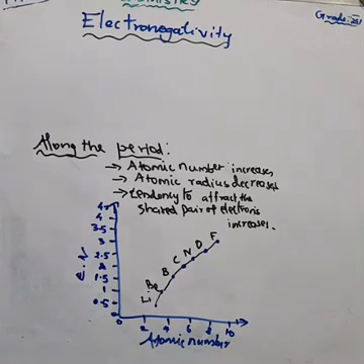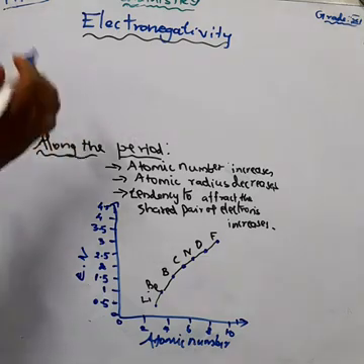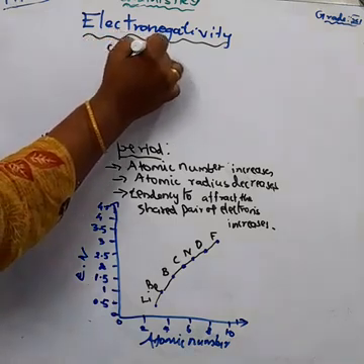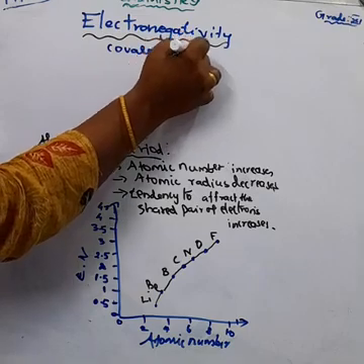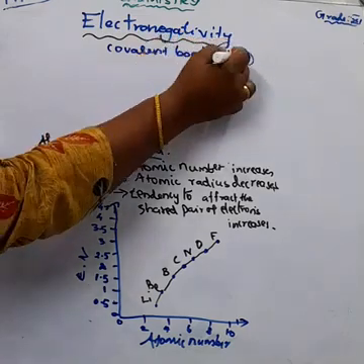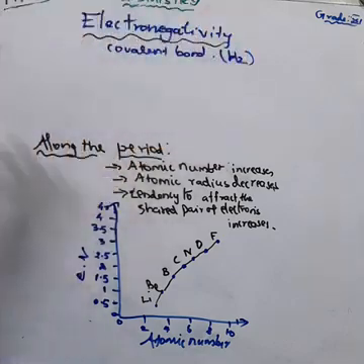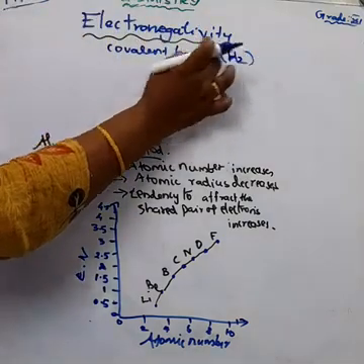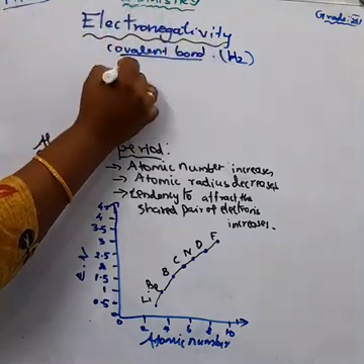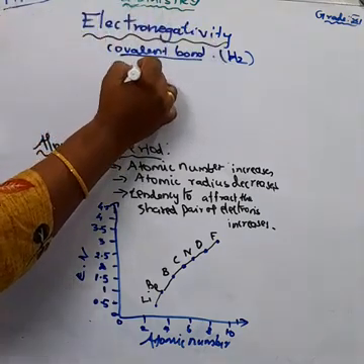Electronegativity. What do you mean by electronegativity? Consider an example, the formation of a covalent bond between two similar atoms of a molecule, like hydrogen. This is the hydrogen molecule. The similar atoms combine covalently to form the hydrogen molecule. Two hydrogen atoms are covalently bonded to form the hydrogen molecule.